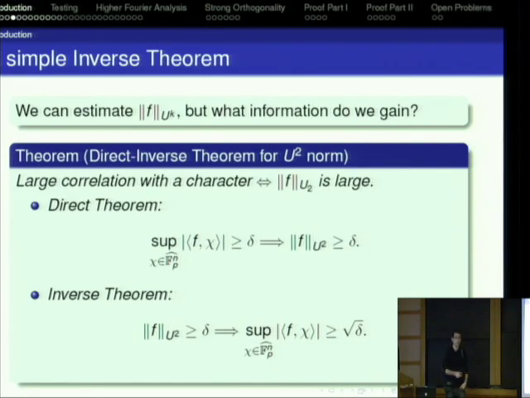Are these best possible? Yes. Let me add another comment for those who don't recognize it in this form. This is just linearity testing, where a character is just a linear function over this group, and testing the U2 norm is exactly doing the linearity test of Blum, Luby, and Rubinfeld.